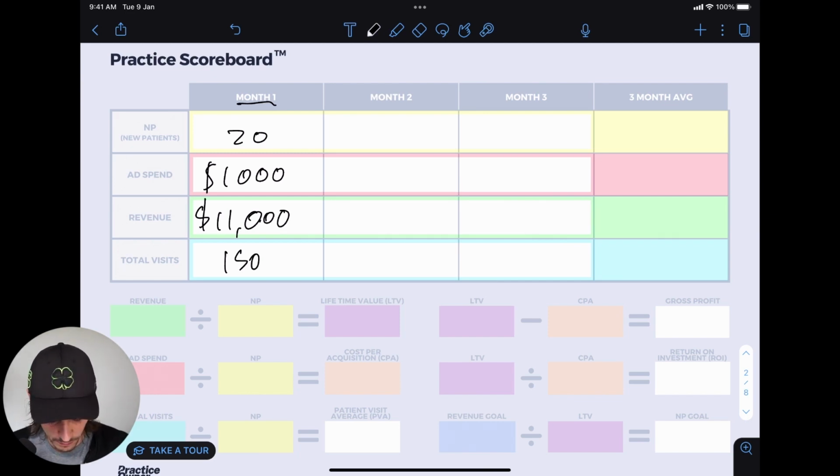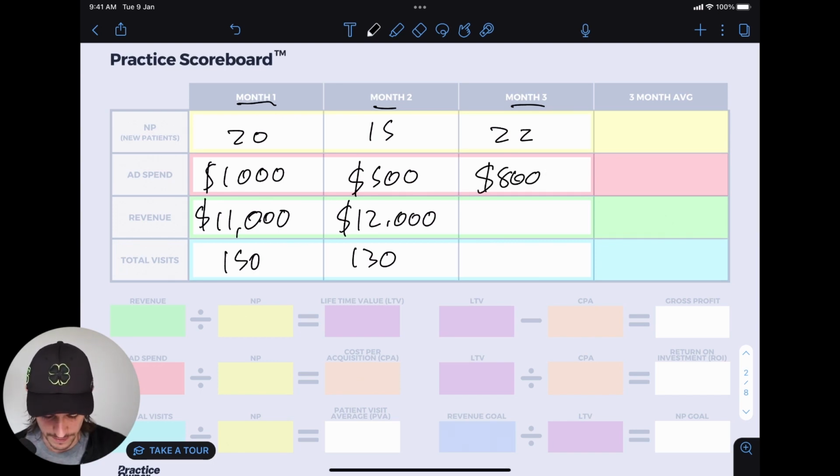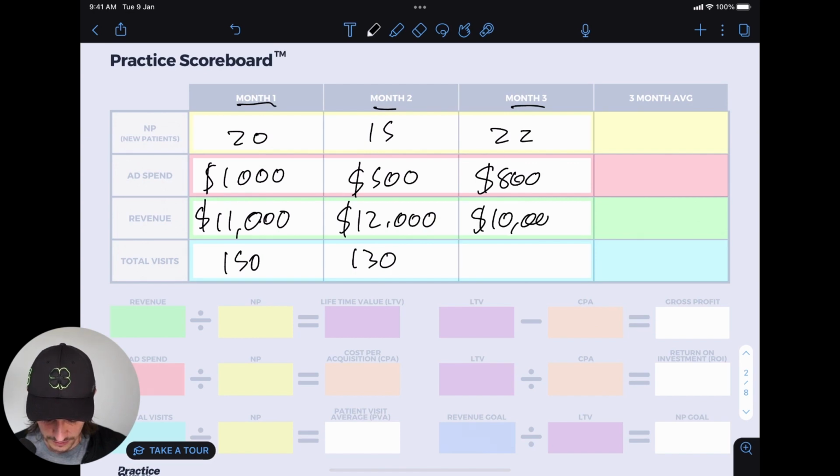Month 2, we've got 15 new patients, $500 ad spend, $12,000 in revenue, and 130 regular visits. Month 3, we've got 22 new patients, $800 in ad spend, $10,000 in revenue, and 140 regular visits.